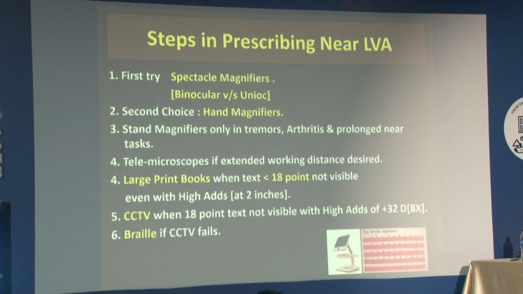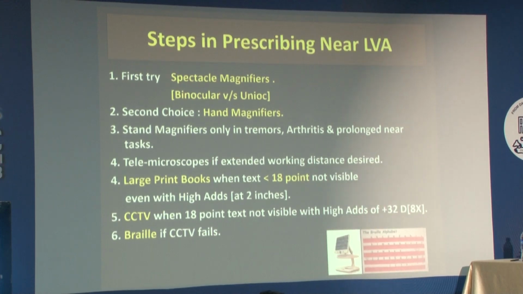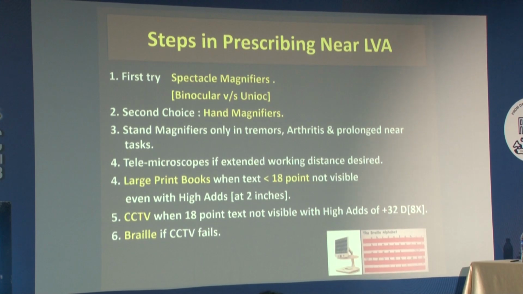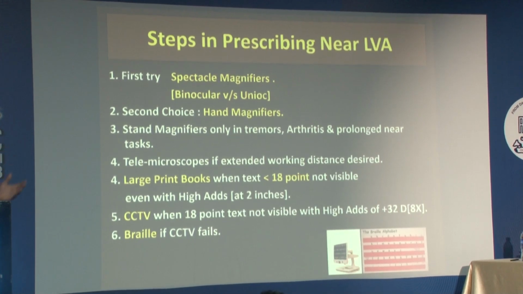The first thing to choose must always be a spectacle magnifier. The reason we have told you, obviously it has got the widest field of vision. It is unobtrusive. People like wearing spectacles, no matter how thick they are, because it doesn't make them stand out. So the first choice would be a spectacle magnifier. The second choice would be a hand magnifier, and both of them can work together also to increase the magnification. So remember that. The third is a stand magnifier, and that is given only in those patients who have got tremors and can't hold a hand magnifier properly, those who have arthritis, or those who require prolonged near tasks, because then hands will fatigue.